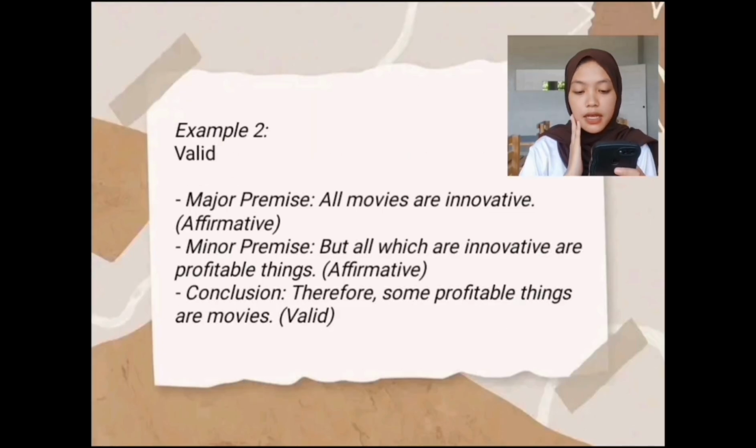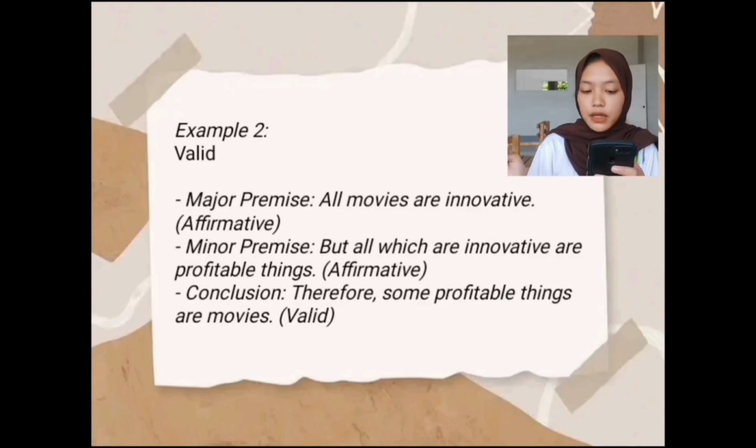Another example. So this is the example of valid syllogism. All movies are innovative, but all which are innovative are profitable things. Therefore, some profitable things are movies. The minor term is distributed in the minor premise and it states that all which are innovative are profitable things. Therefore, some profitable things are movies.